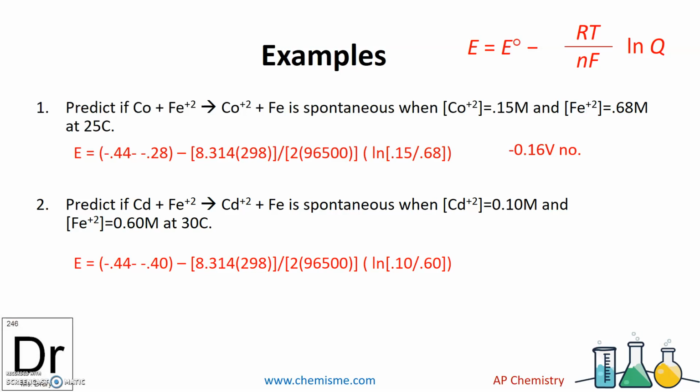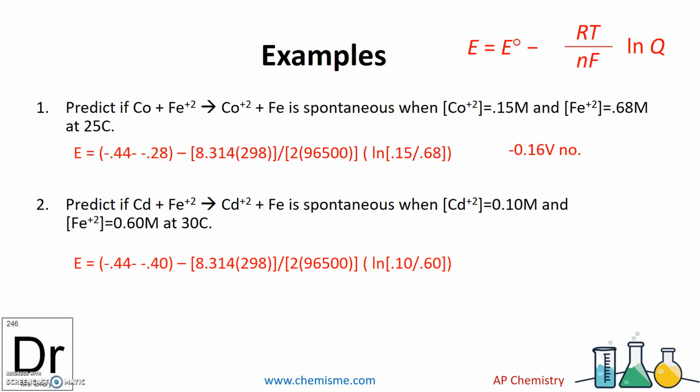Again, still a negative voltage. It's a negative 0.04 voltage, and it's showing that that reaction normally is not favorable. So let's see if it is favorable at this new temperature and concentrations. I put in my 8.314 for R, T 298, 2 electrons transferred, and 96,500.